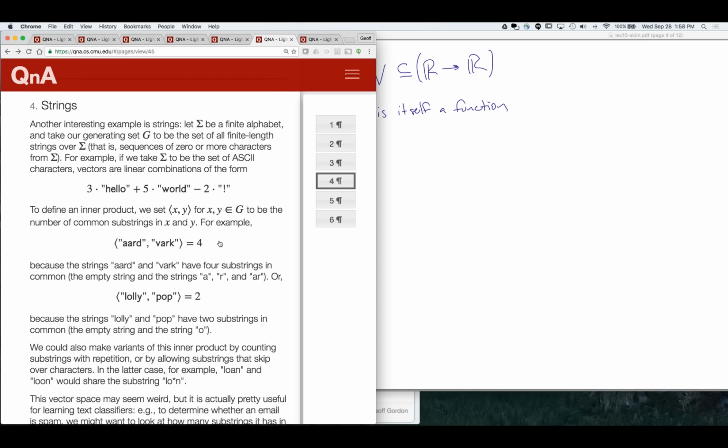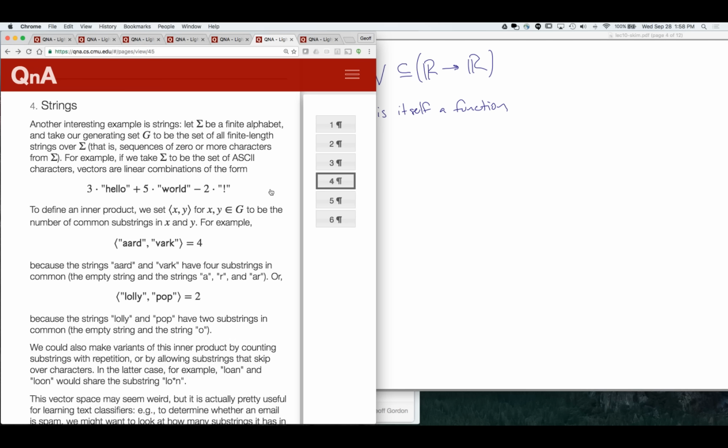Our vector space, so our generating set first, is going to be the set of all finite length strings over that alphabet, so all finite length ASCII strings. And then our vector space is going to be the set of convergent linear combinations of those generating elements. So it could be something like 3 times hello plus 5 times world minus 2 times exclamation point. Here's a generating element, here's another, and here's another. We're taking a linear combination of them, and it's a convergent linear combination because it has finitely many non-zero elements. And so this is an element of our vector space.